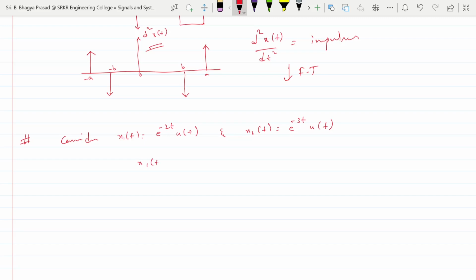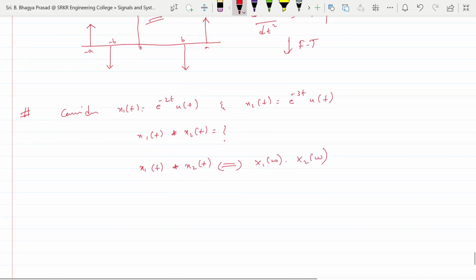So I want to perform the time domain convolution. How do we solve this one using the Fourier transform property? You know this convolution property: in time domain, if it is convolution, in frequency domain it's a multiplication. So x1 of t convolved with x2 of t gives x1 of omega times x2 of omega.